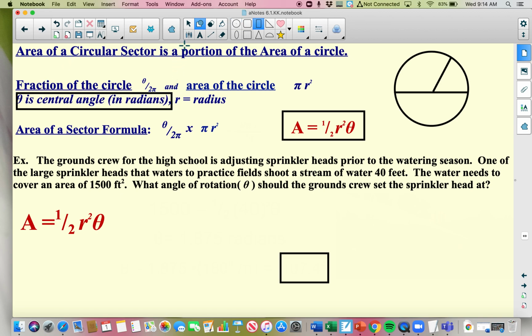Again, that's the same as arc length. Okay, so you need to know the radius and the angle again. So again, pretty easy. You'll have the formula given. So again, quick example here.